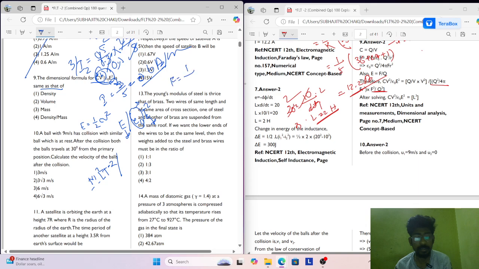Coulomb's law says F equals 1 by 4 pi epsilon naught Q1 Q2 by R square. So epsilon will be what? Q1 Q2 by F into R square. We are not taking 4 pi here because 4 pi is a dimensionless quantity, it is a number only. So F means MLT minus 2, this is L square, and Q equals IT, so I square T square will be there.